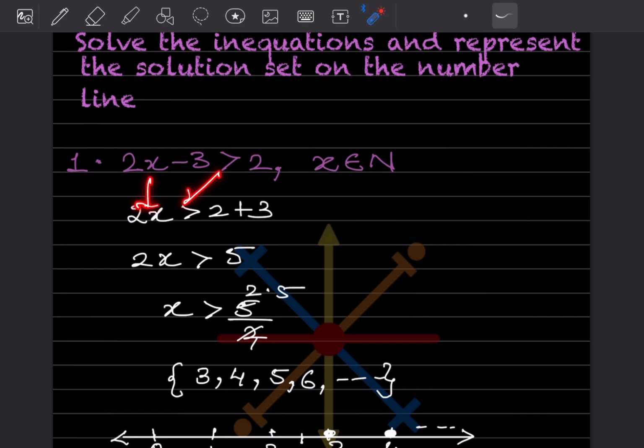2x as it is, and the 3 goes on the other side, that will be plus 3. So this will be 5, so x is going to be, this is multiplication, so this will get divided, 5 by 2, that will be 2.5. So now we are going to see the natural numbers. Greater than 2.5 means we can consider 3, 4, 5, 6 and so on.